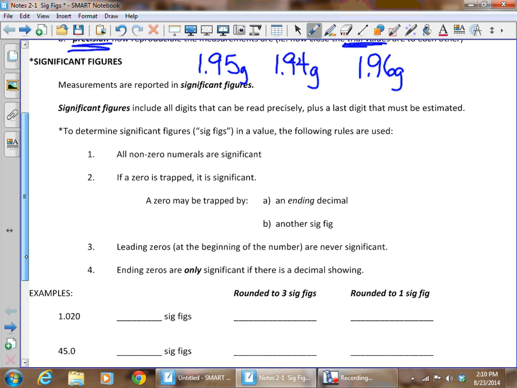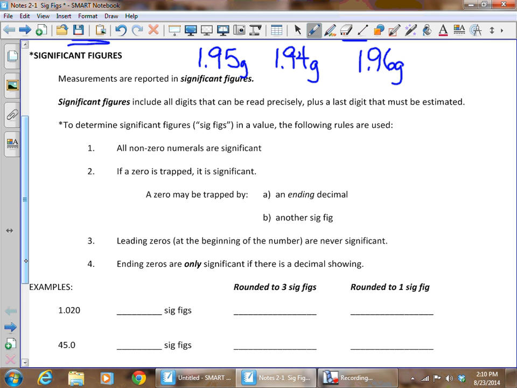Now let's say that we're going to make some measurements and we're going to report these values. And when we want to report values, we want to have measurements that are as exact as they can possibly be based on the device we're using to measure with, whether it's a balance or whether it's a ruler or a thermometer. We want to make those values as exact as possible. We want them to have as many significant figures as possible.